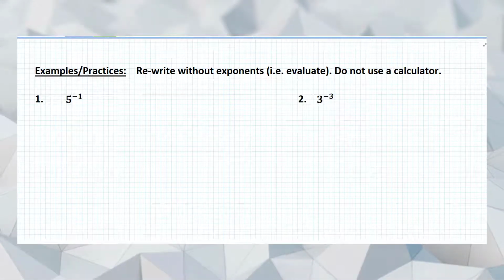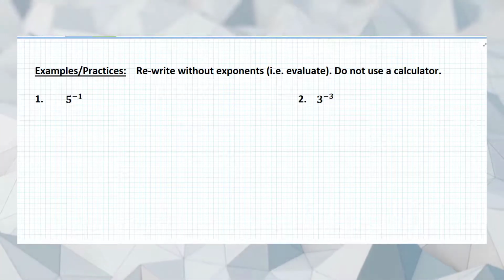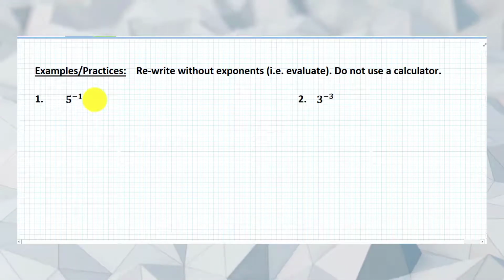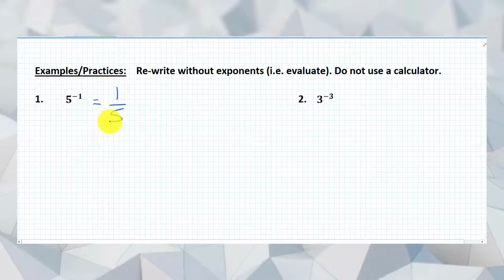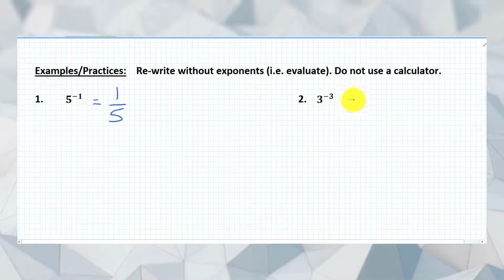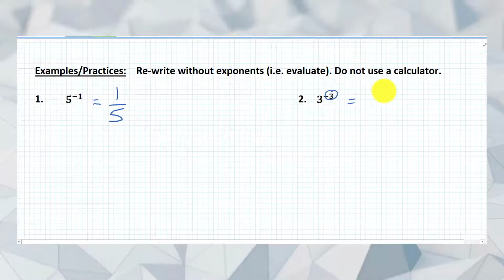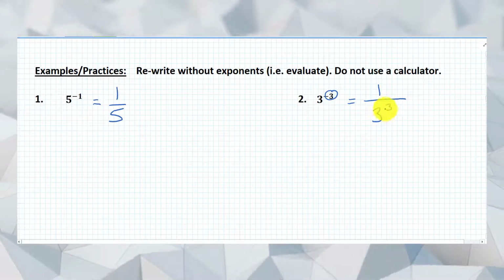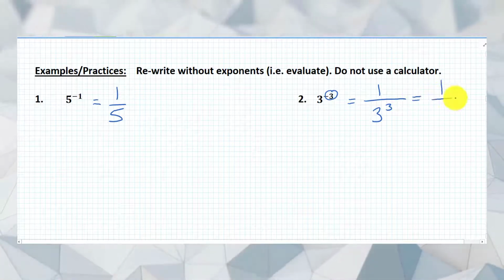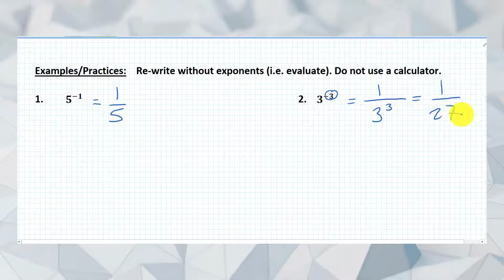What do you have to do? Rewrite without a negative exponent. Do not use a calculator. What is 5 to the negative 1? 1 over 5. Finished. What is 3 to the negative 3? The negative right here is telling you to do 1 over 3 cubed. No more negative power. Do you know 3 cubed? Absolutely. 27. See? Very simple.